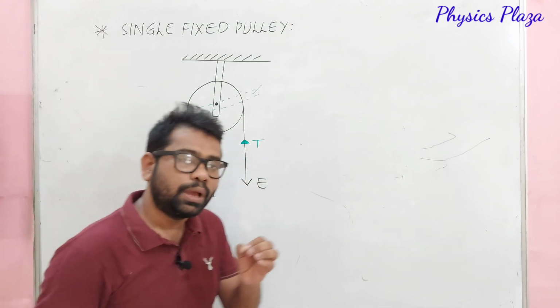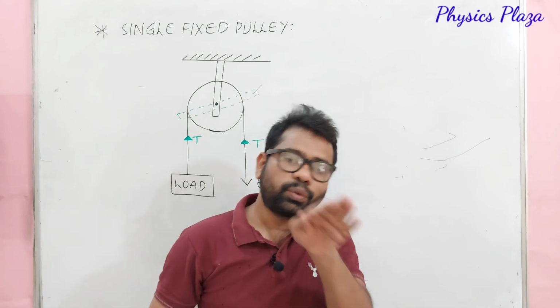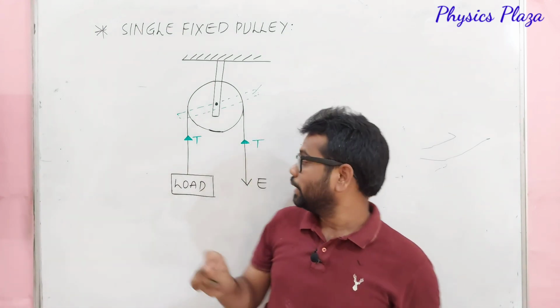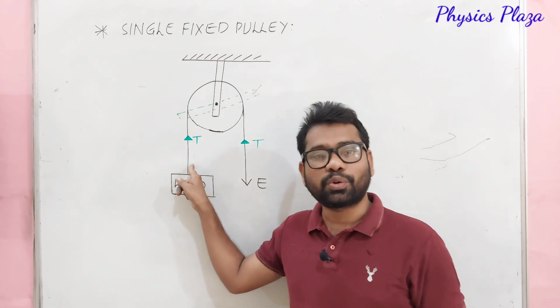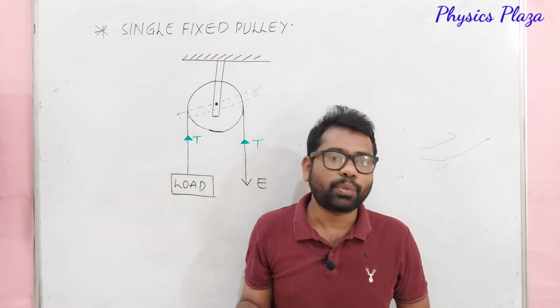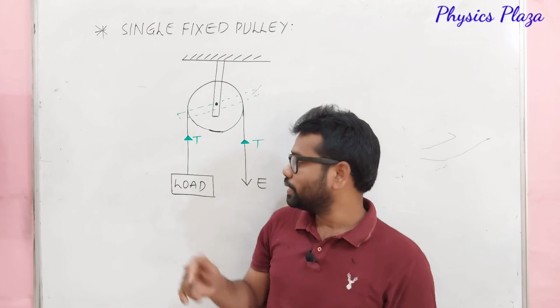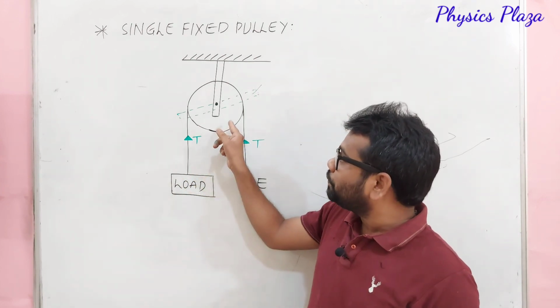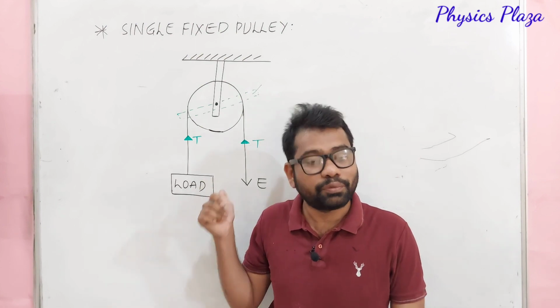Of course, practically it should be T1 and T2 only. But the reason is that we are taking it as a massless string. First point, of course, practically it is not possible; it is only an ideal case. It is a massless string and at the same time it is a frictionless pulley.